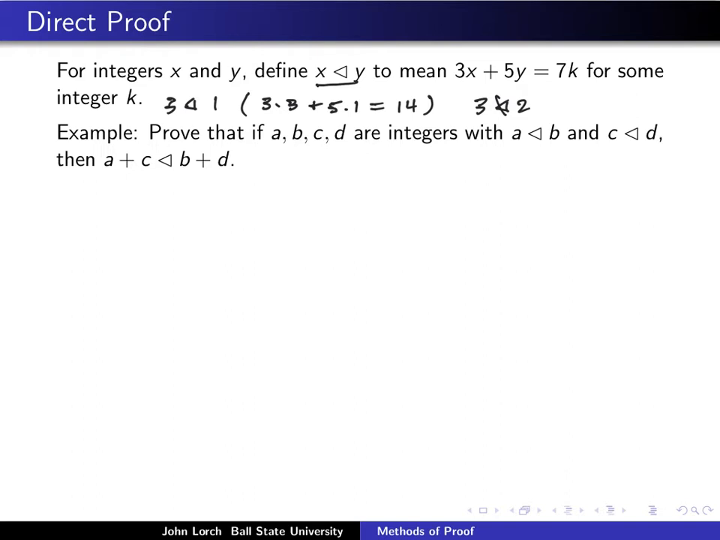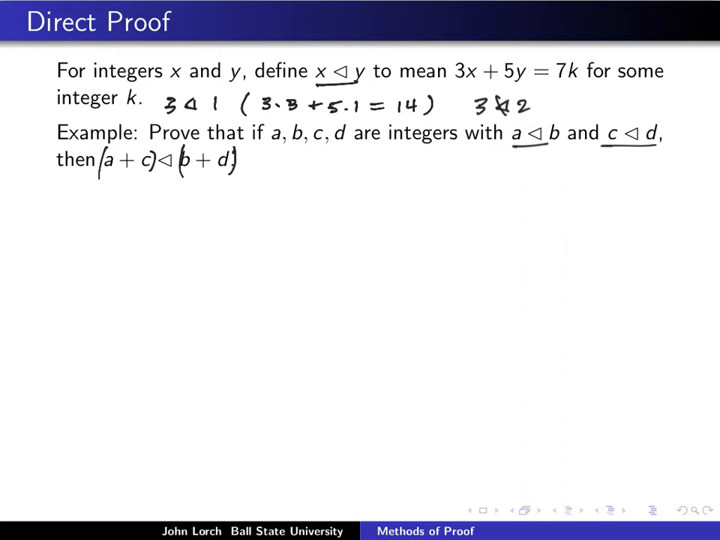All right, now on to the statement that we want to prove. So what we want to prove is that if a, b, c, and d are integers, and we have a triangle b and c triangle d, then we can infer that a plus c triangle b plus d holds. Okay, so we're going to do this by direct proof.